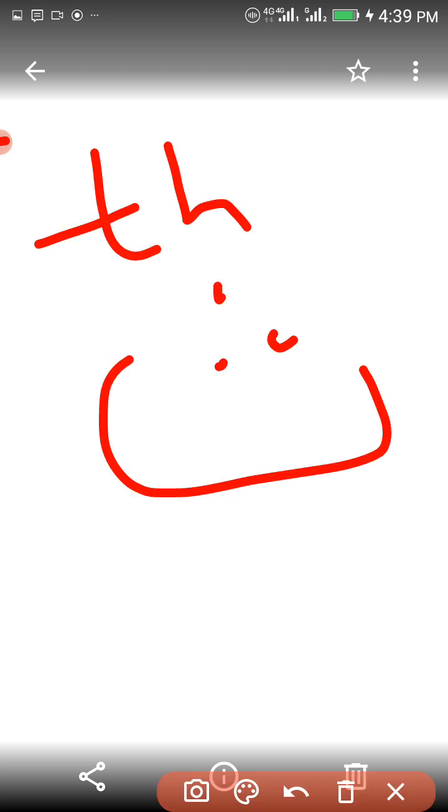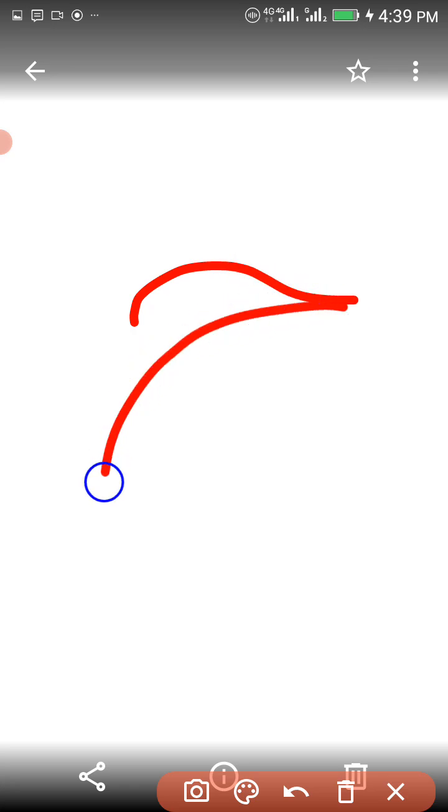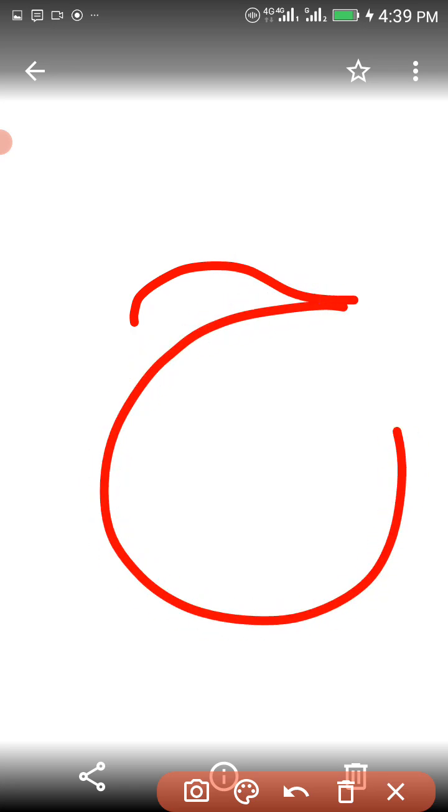After tha'un, we have jimun. This is very simple, is as J. After jimun, we have ha'un. This is not as H. We're supposed to understand this. It's different from H.